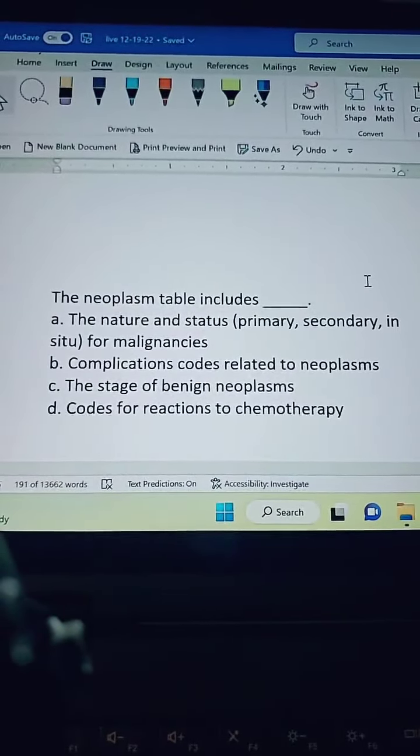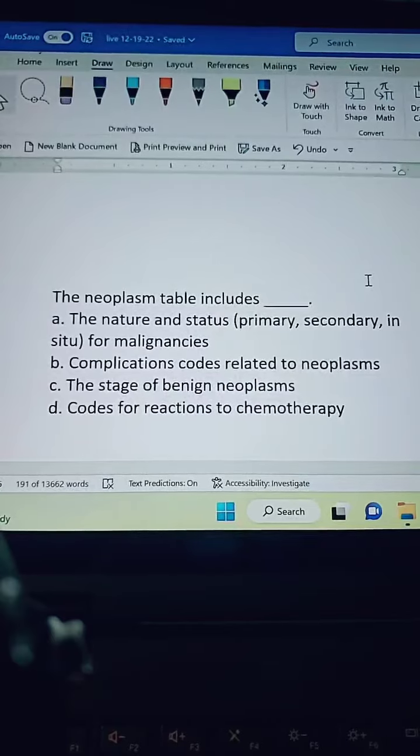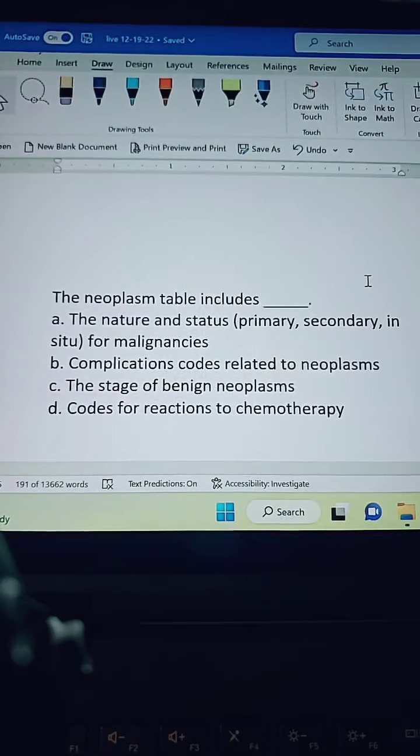Neoplasms. Neoplasms in the table. Let me get something to drink while y'all look at that one. I was so froggy on Wednesday, I was worried I wasn't going to be able to do this today. But doing good. Neoplasm table.